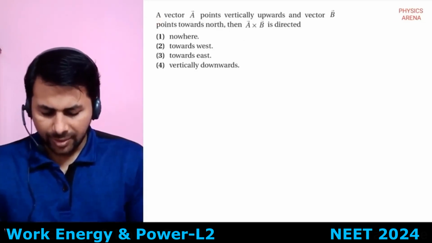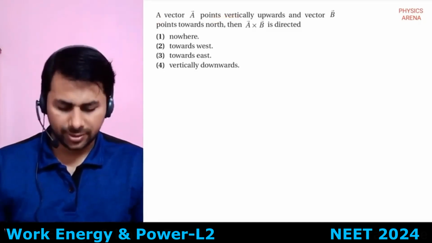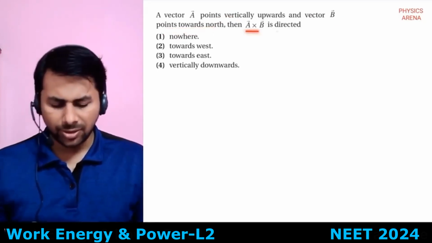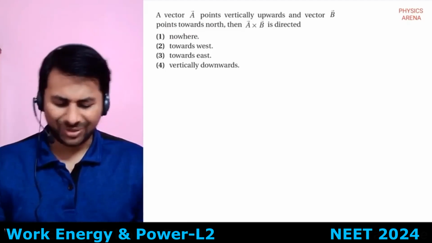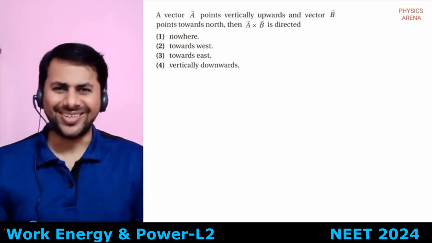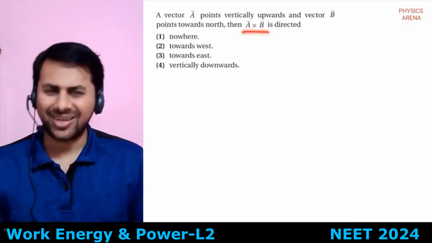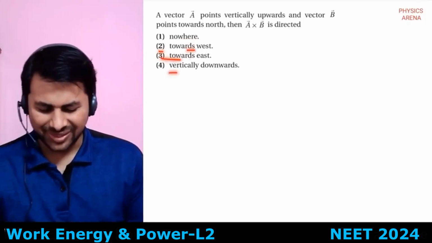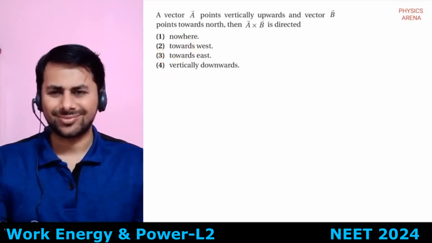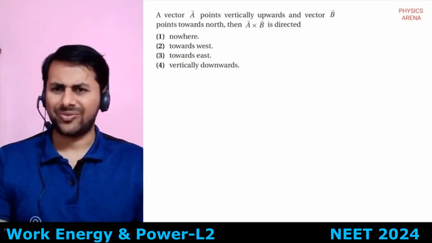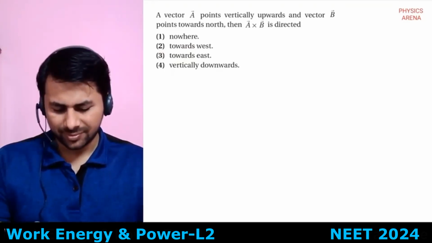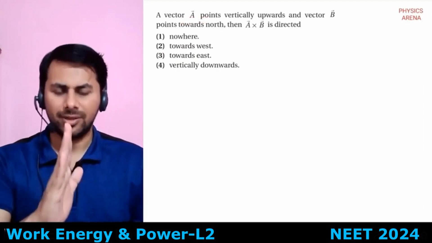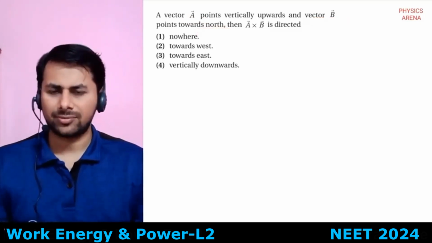Next, a vector a bar points vertically upwards and vector b bar points towards north. Then a bar cross b bar is directed. Options are very good. First one says nowhere. Next one is towards west, towards east, vertically downwards. Tell me. Nowhere. Why? No. First one is vertically upwards. Second one is towards north.